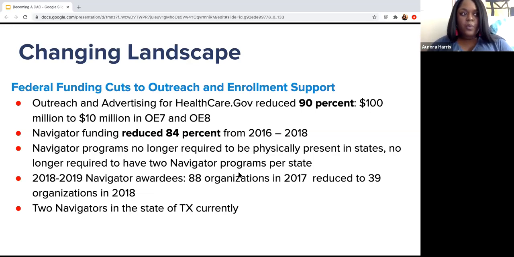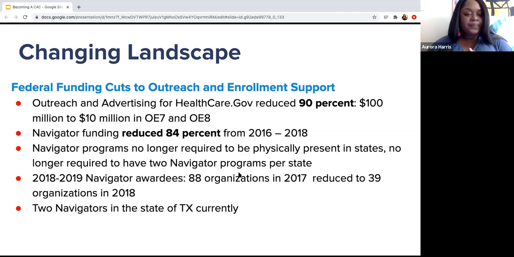Once we got the Trump administration, and once the ACA, Obamacare, became a household name, the administration reduced funding for outreach and advertising by 90%. So it went from $100 million to just $10 million in the last open enrollment periods. You could say the ACA became a household name, or you can say it's because we had a very unfriendly administration to healthcare.gov. It was probably a bit of both.